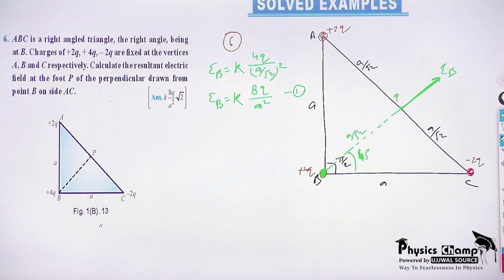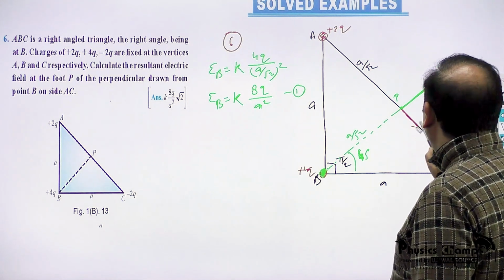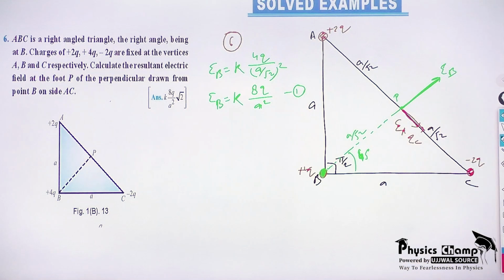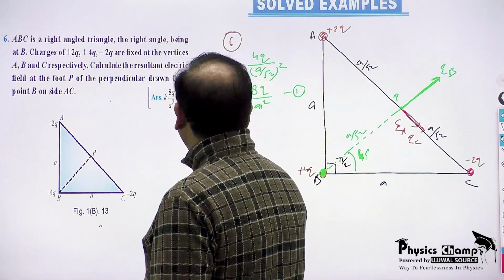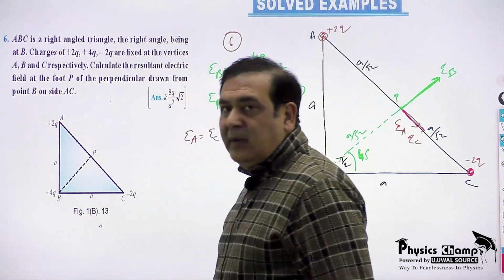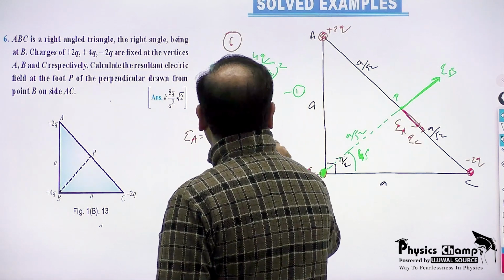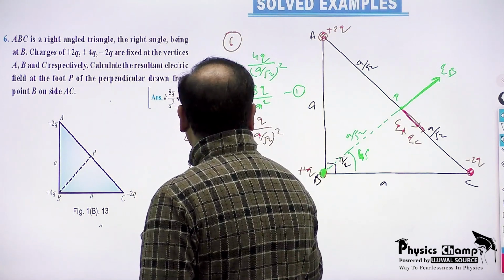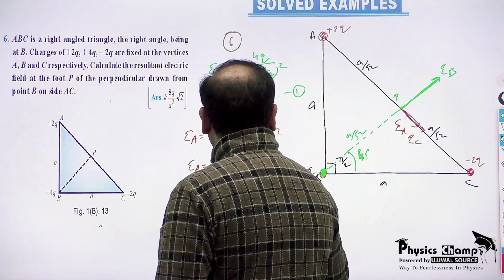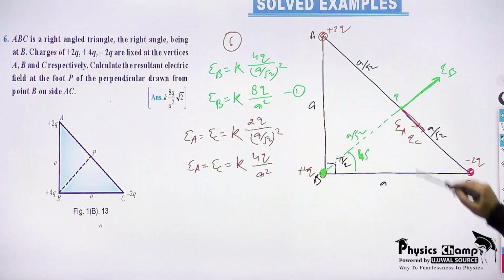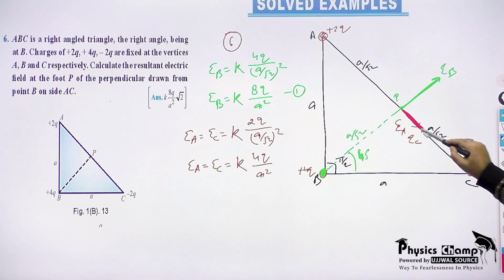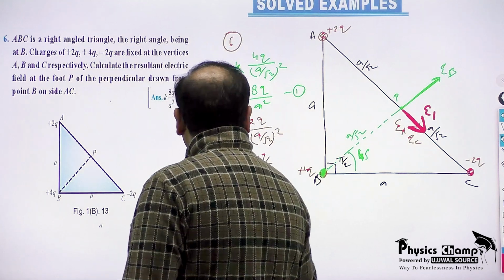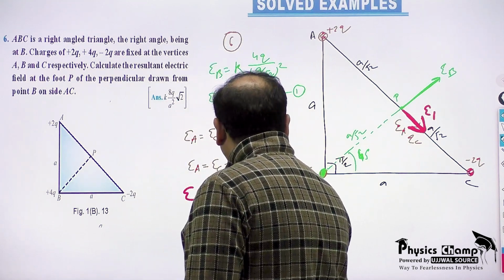At the same time, at point P, you will have an electric field due to A, EA, and an electric field due to C, EC. They will have the same value, and in the same direction: K into 2q divided by A by root 2 square. So EA is equal to EC is equal to K into 4q by A square. Both are in the same direction, so together they form E1, which is EA plus EC. So E1 is K into 8q by A square.